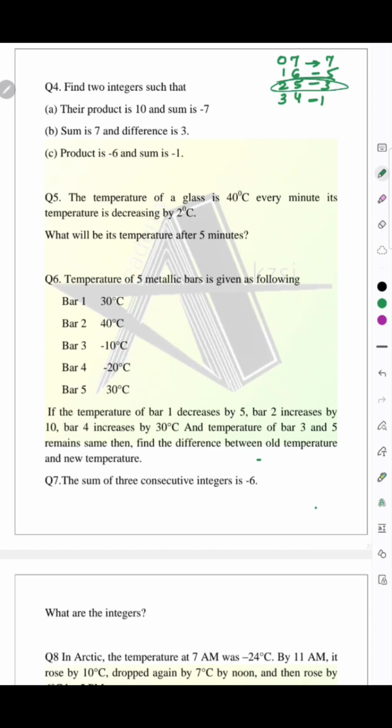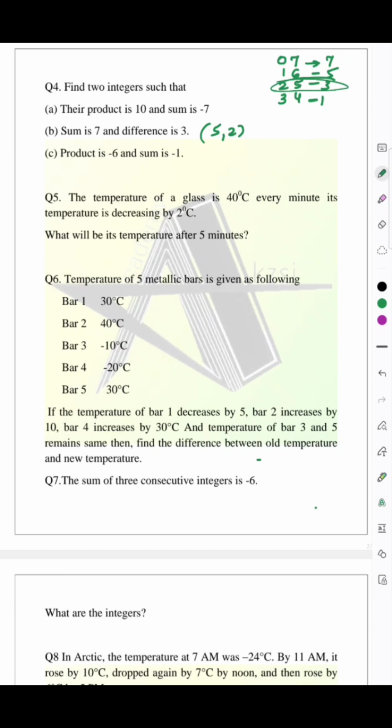Obviously 2 and 5. So 5 and 2, 2 and 5. These two are the combinations which will give me the difference as word difference. That means it's obvious that bigger minus smaller they are asking. Simple.